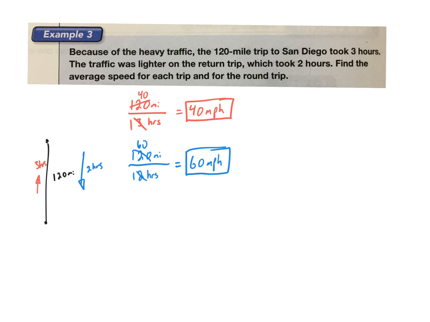What about total? Well, we would need to calculate the total distance that he traveled, so that would be 120 miles plus 120 miles, right? Going there, coming back. Going there, it took him 3 hours. Coming back, it took him 2 hours. So that's going to be 240 miles over 5 hours. And 240 divided by 5, it comes out to be 48 miles per hour.